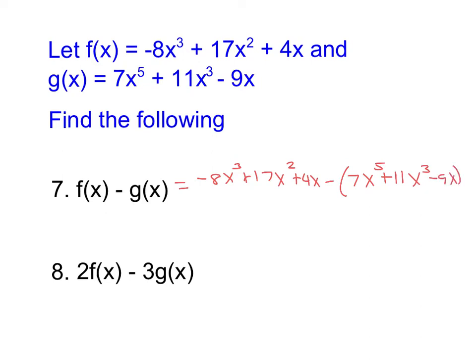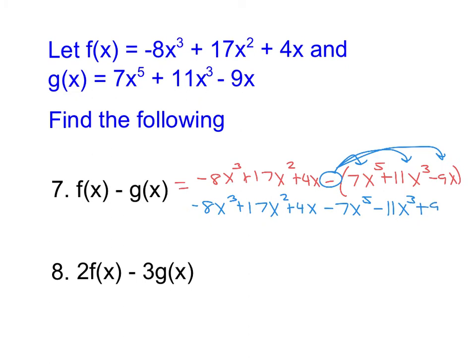So now I'm going to distribute that negative into the parentheses. That's important. The first one stays the same. So we got minus 7x to the 5th minus 11x cubed plus 9x. All right, let's see. So I got negative 7x to the 5th. Done with you. And then I got those cubes that do go together. Negative 19x cubed. The 17x squared is by itself. And then the 4 and the 9 gives us 13x. Done.